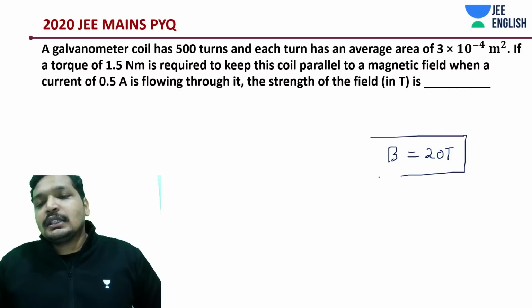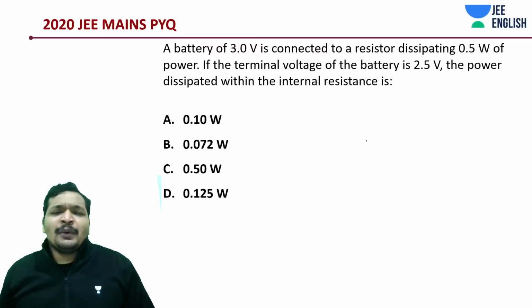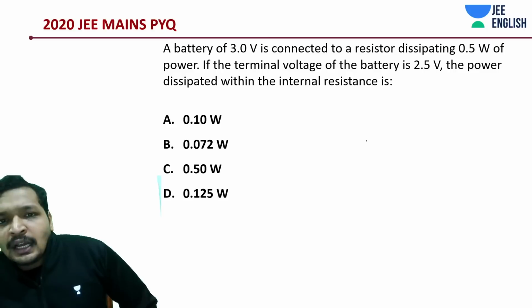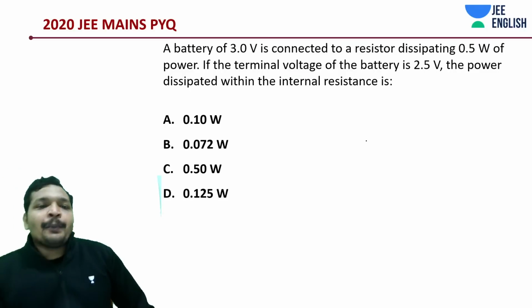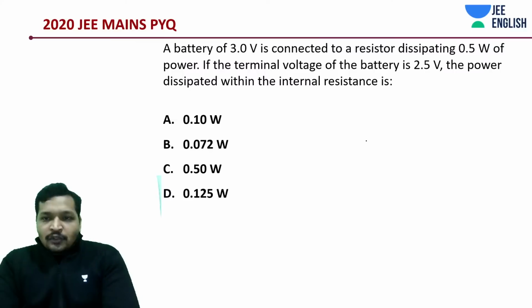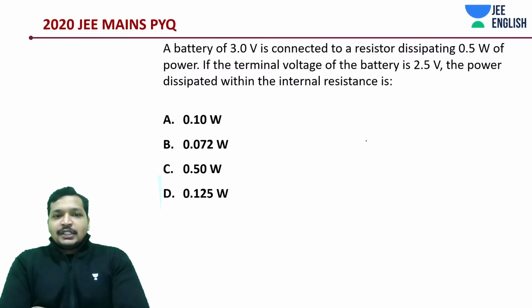So yes. Let's get into the next question. It was a simple one. How about this one? A battery of 3 volt is connected to a resistor, and it's dissipating 0.5 watts of power. If the terminal voltage of the battery is 2.5 volts, the power dissipated within the internal resistance is going to be how much?